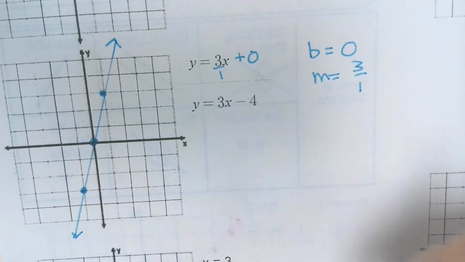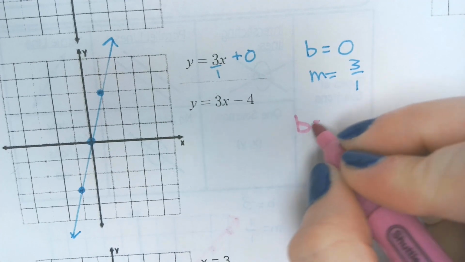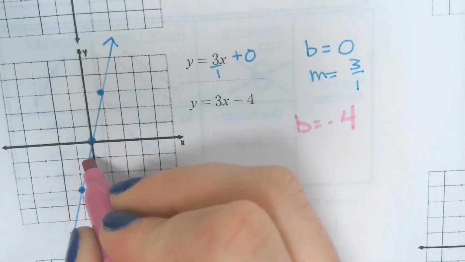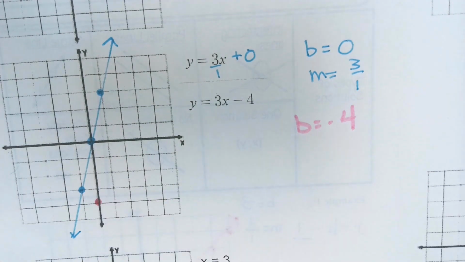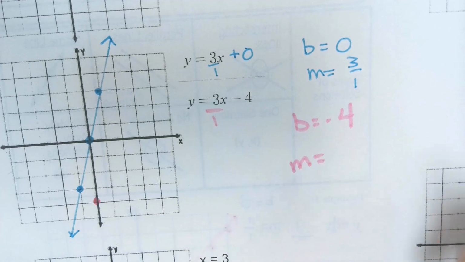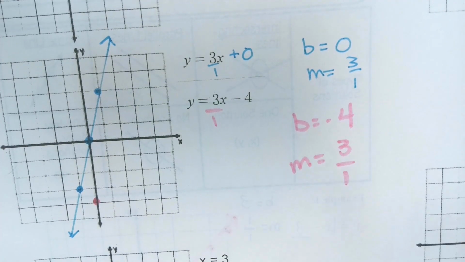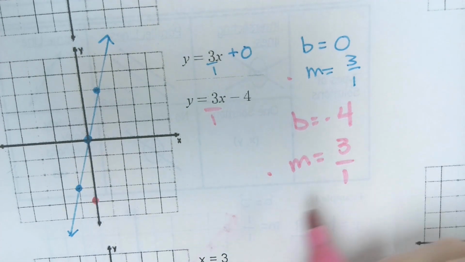Okay, and then the next one, y equals 3x minus 4. Our b value is negative 4. So 1, 2, 3, 4. Then our slope, 3 over 1. Ooh, what do you notice? They are the same slope. Same slope means parallel, so it's not going to have a solution. Let's go ahead and graph it.